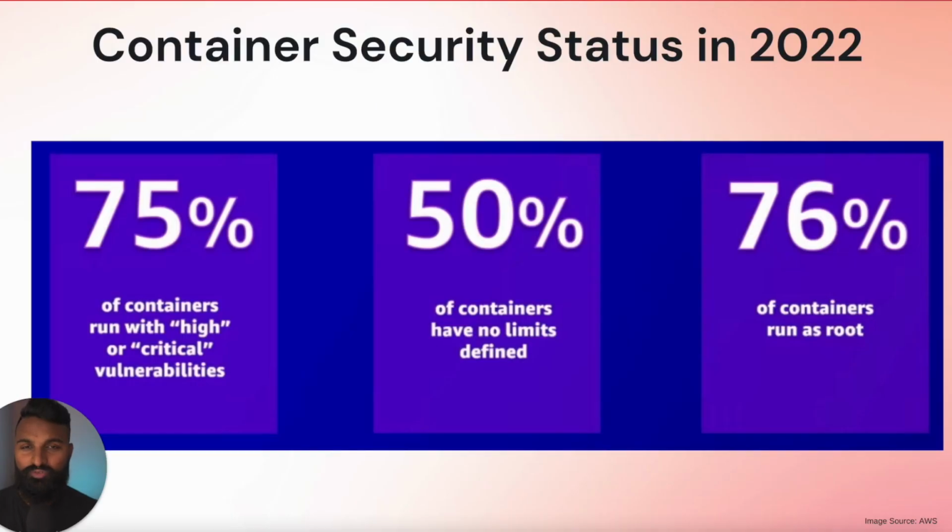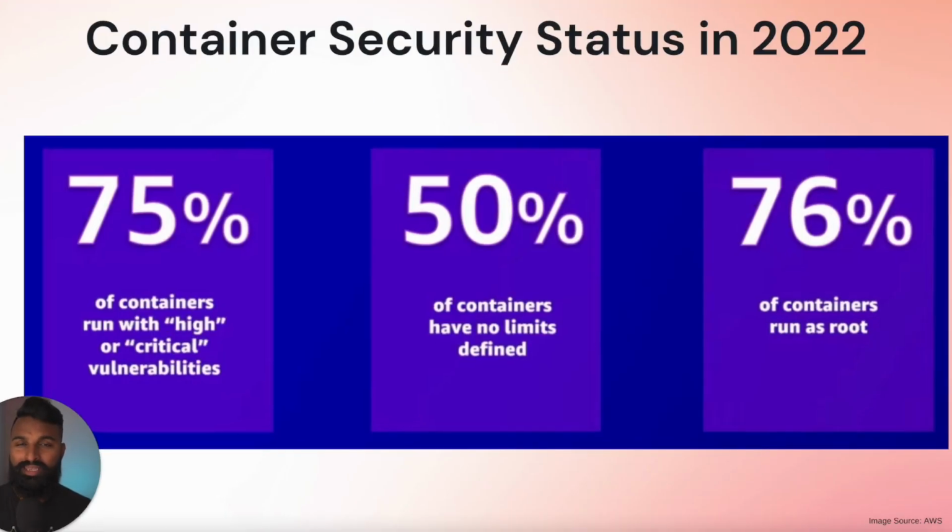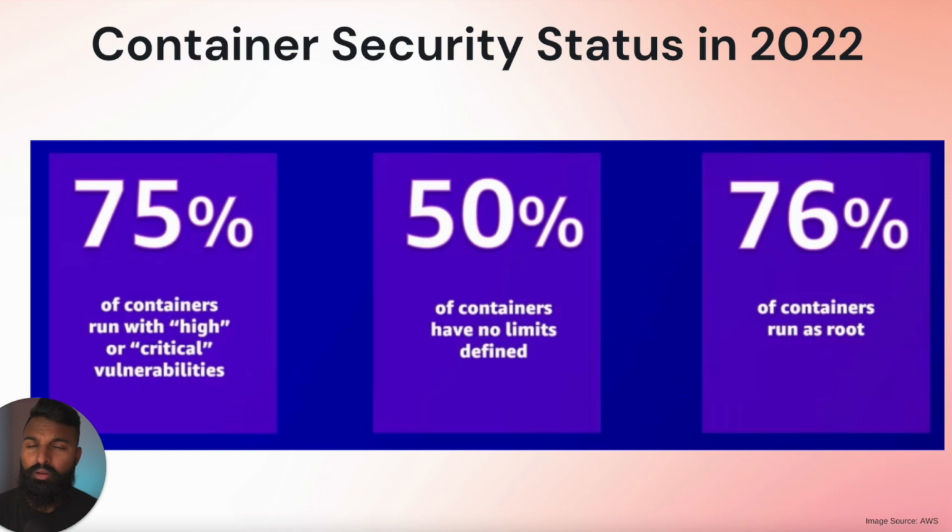Let's start with the first obvious thing. I spoke about the container status report that came out, where 75% of the containers that were reported had high or critical vulnerabilities, which, as I mentioned, is pretty bad. But they also reported that 50% of the containers had no limits defined. And if you work with operating systems like Linux, you probably understand the last one equally: 76% of the containers were running as root. As a Linux person, you would probably understand it's a pretty bad thing.